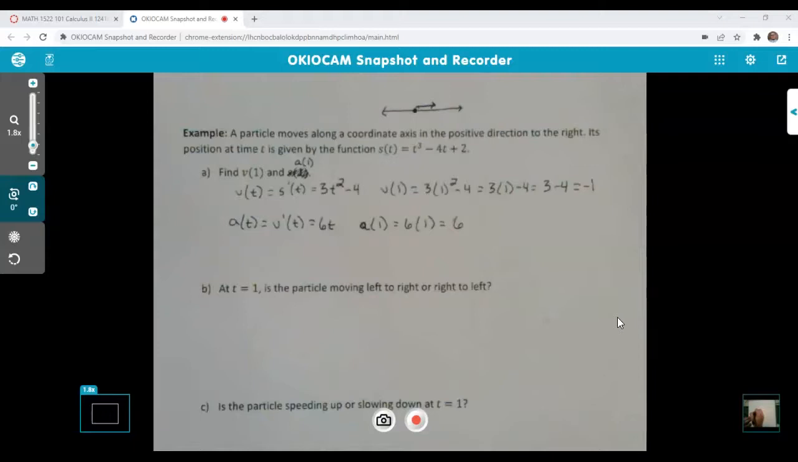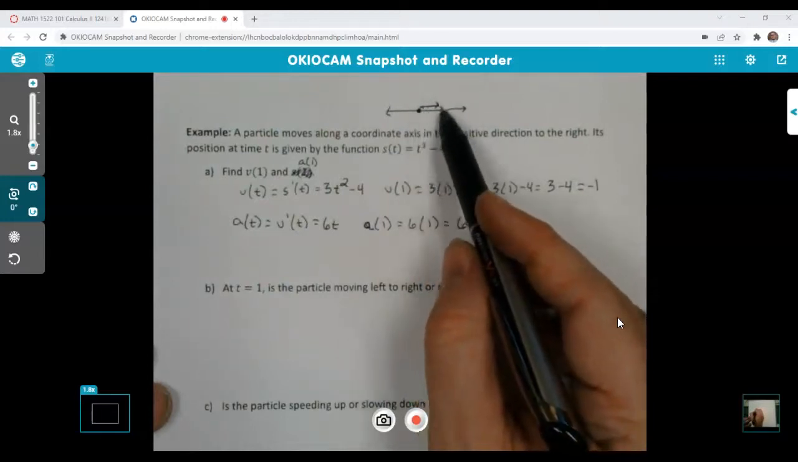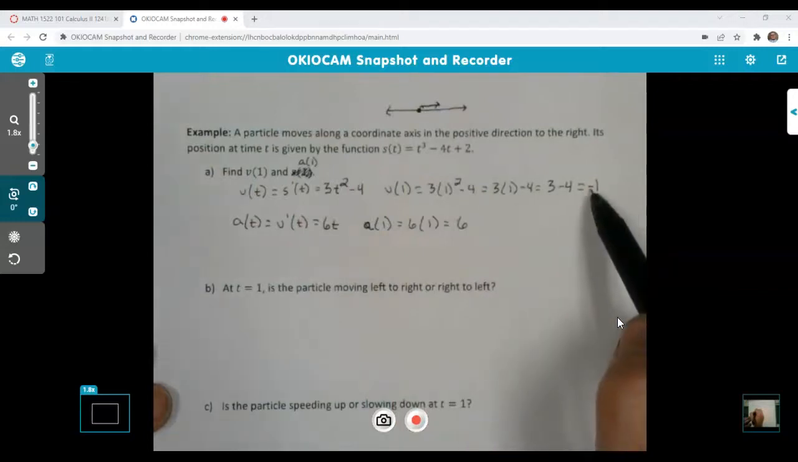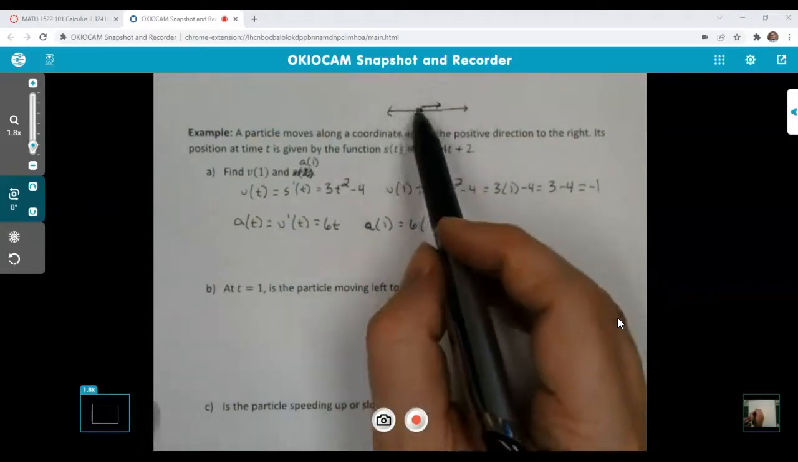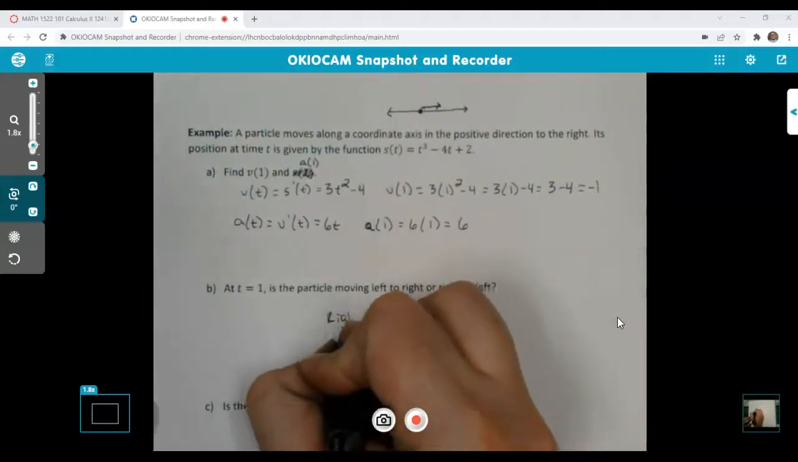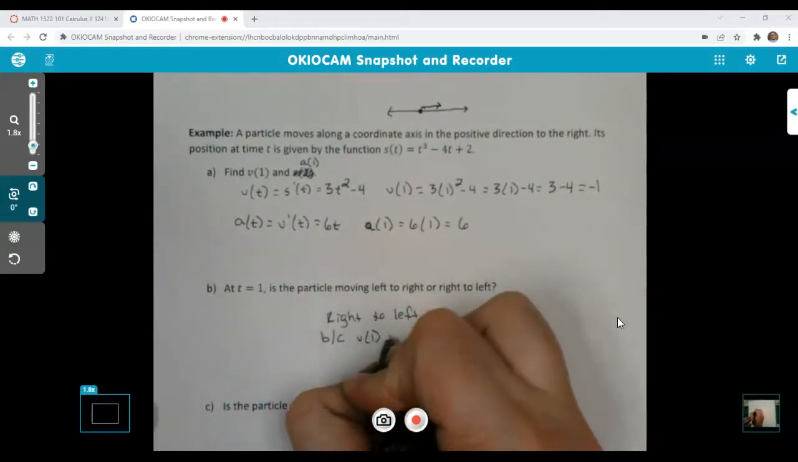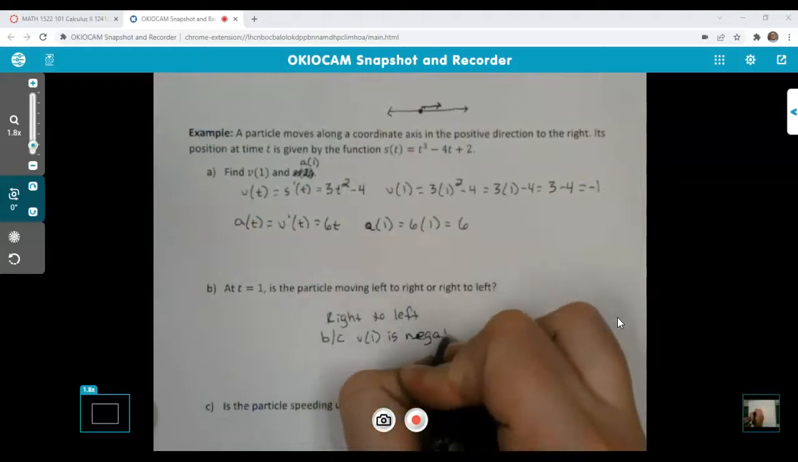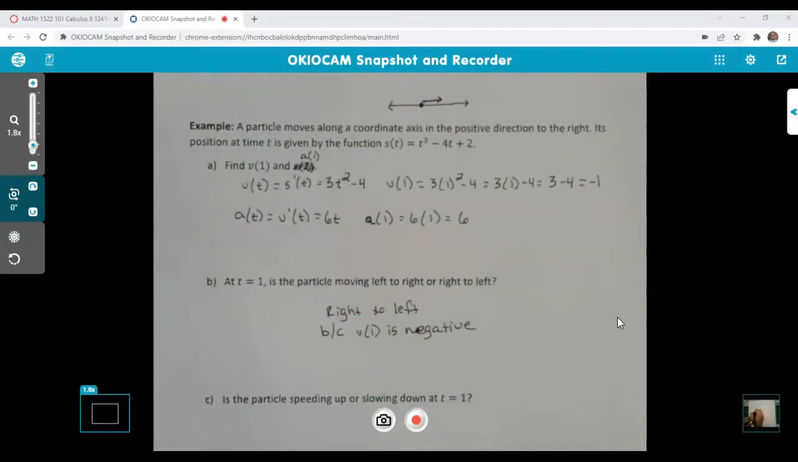At t equals 1, is the particle moving left to right or right to left? So we know the positive way is moving to the right, from the left to the right. My velocity is negative, which means I'm going backwards. So instead of going left to right, I'm going right to left. It's moving right to left because v of 1 is negative. Again, because v of t tells me not only how fast, but also which way I go.